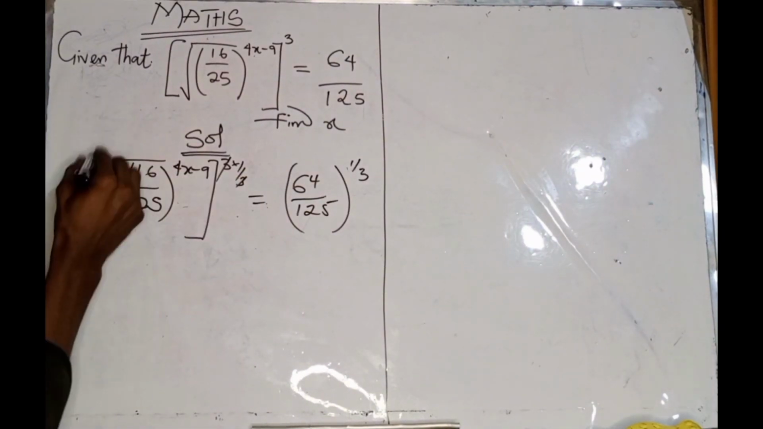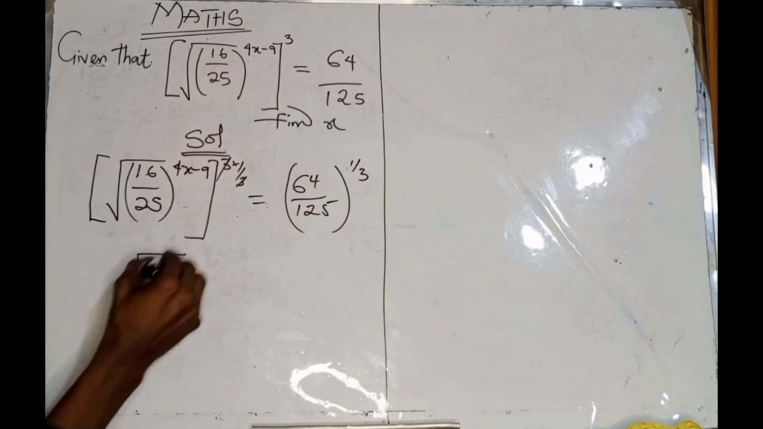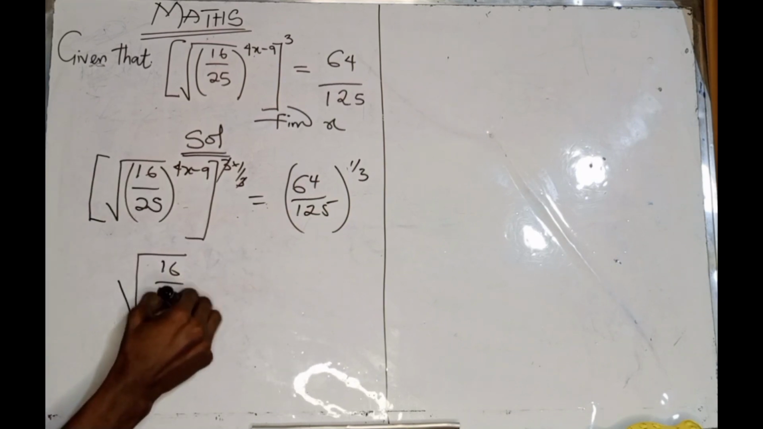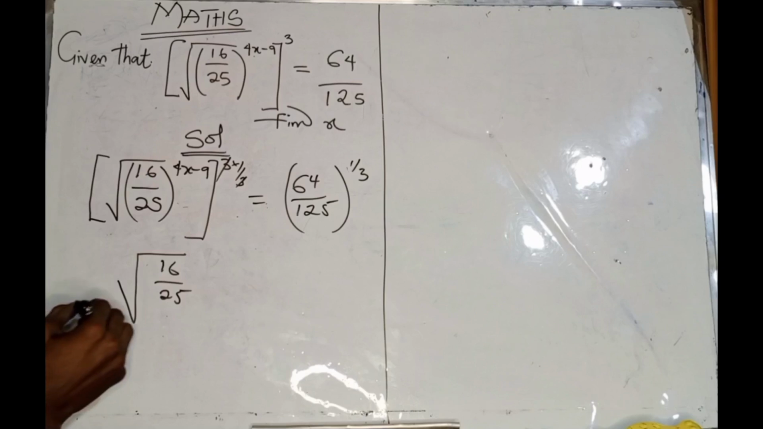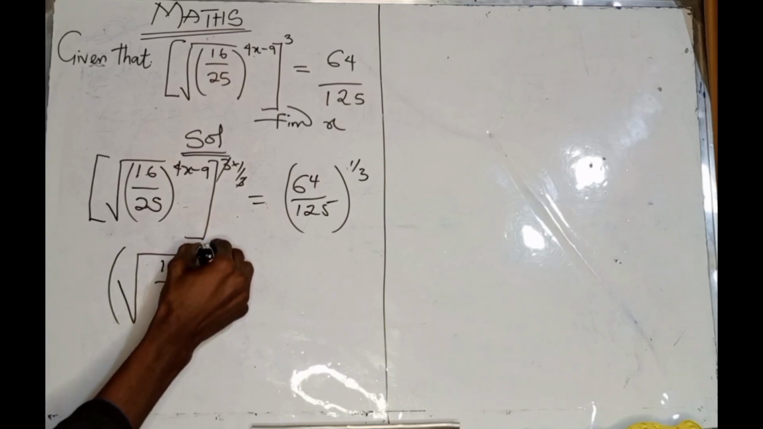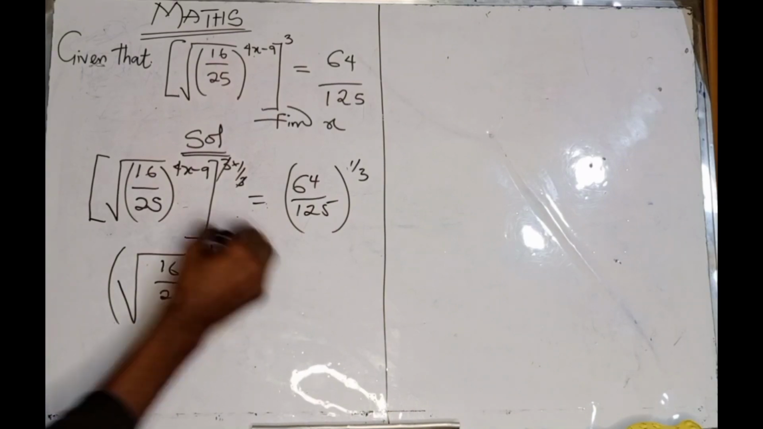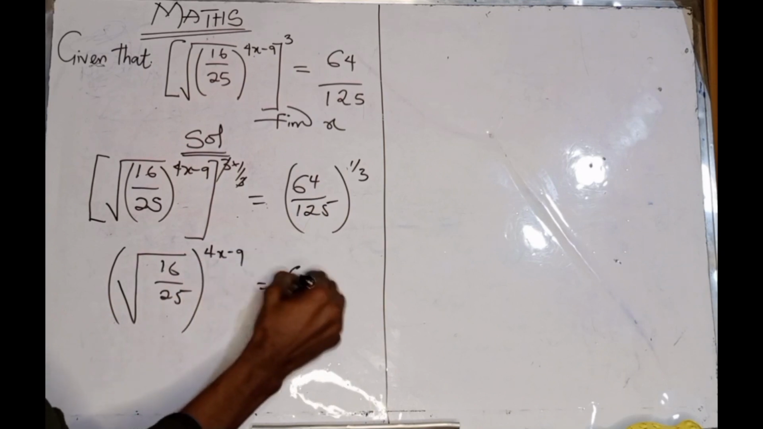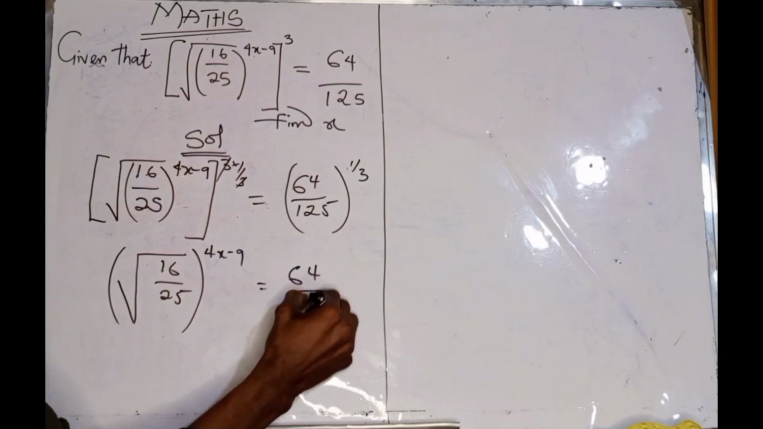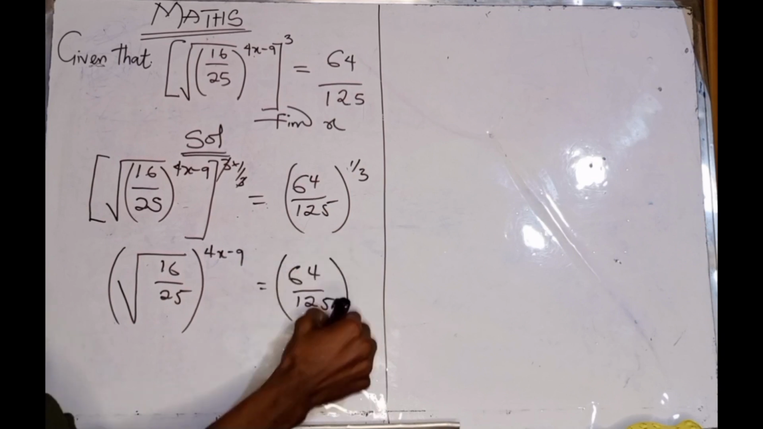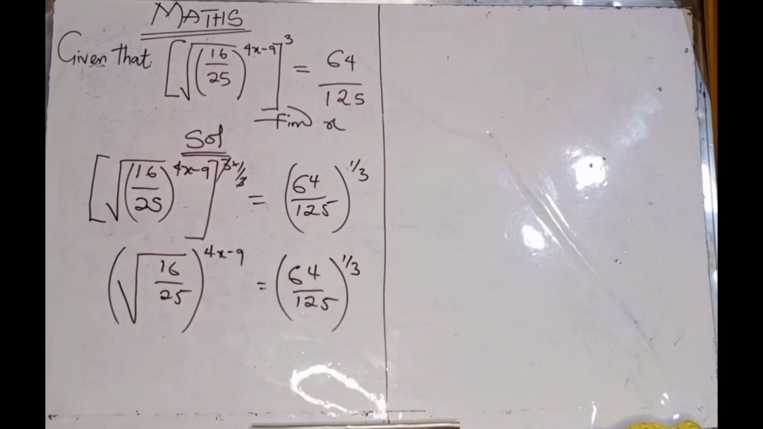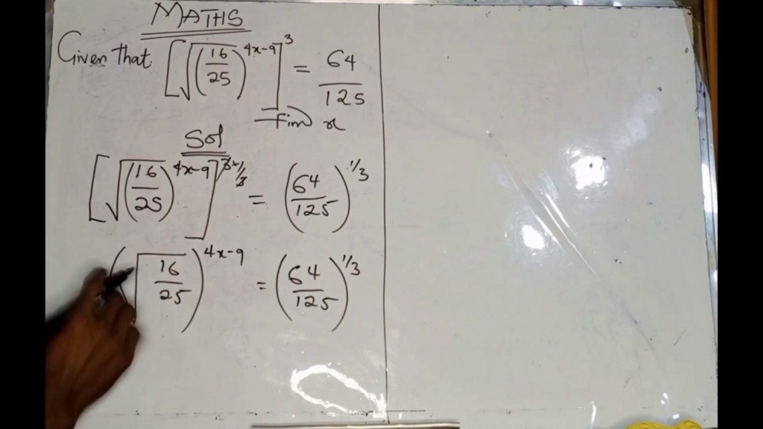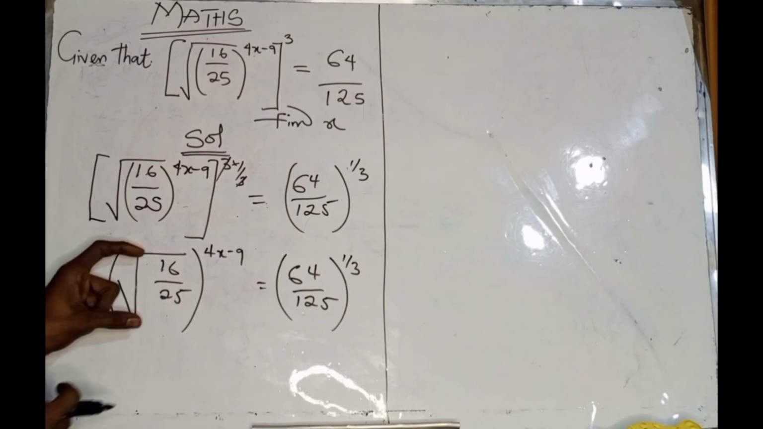So now, without this bracket, I have the square root of 16 divided by 25, all raised to the power 4x minus 9, which is now equal to 64 divided by 125 raised to the power of 1 over 3. This way. So now what next? Now let's proceed, guys. I have to evaluate the bracket first.